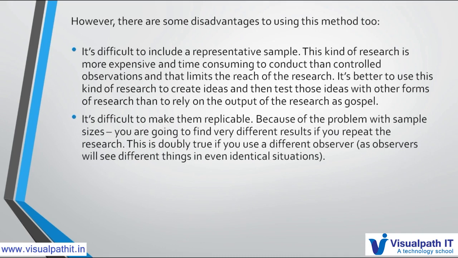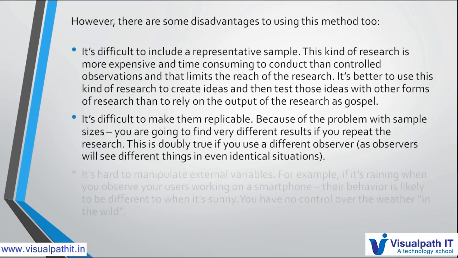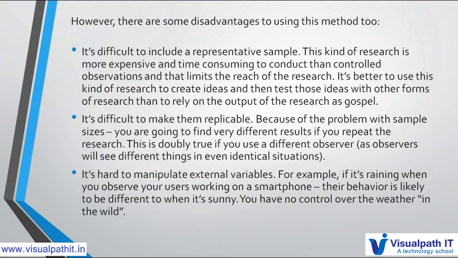Then, it's difficult to make them replicable because of the problem with sample size. You are going to find very different results if you repeat that research. This is doubly true if you use a different observer. Next, it's hard to manipulate external variables. For example, if it's raining when you observe your users working on a smartphone, this behavior is likely to be different to when it's sunny. You have no control over the weather in the wild.